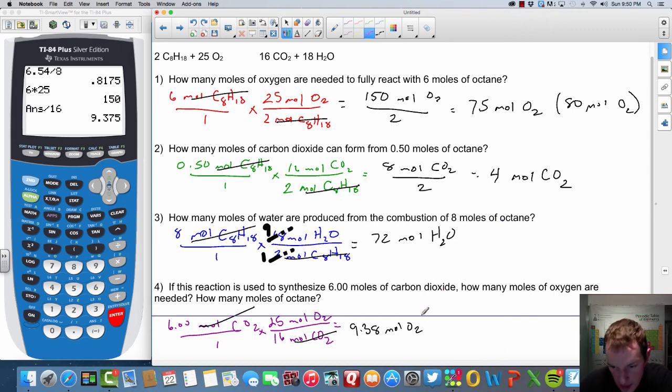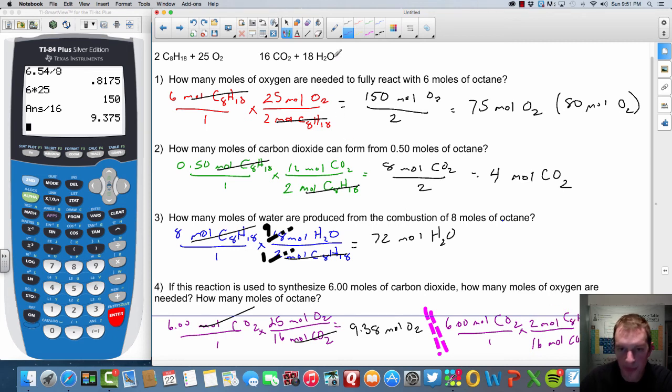Okay, and to that point, just to keep everything on the same page here, we're going to start with the same 6.00 moles of CO2, put it over 1, and we're going to notice that for every 16 moles of CO2, we want to know how many moles of octane: 2 moles of octane. For every 16 moles of CO2, we're going to have 2 moles of octane, C8H18. Come over here, moles of CO2 cancel.